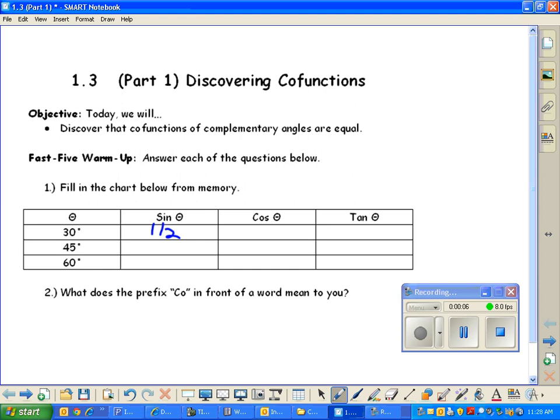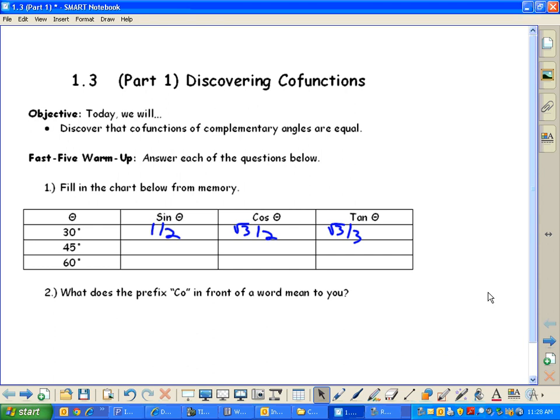Perfect. Good job, Jaden. All right, who else haven't I talked to in a while? Like Richard. 45 degrees. What'd you get for your sine, cosine, and tan value there? Mm-hmm. Good. And then lastly, hey, Troy. 60 degrees. Yep.